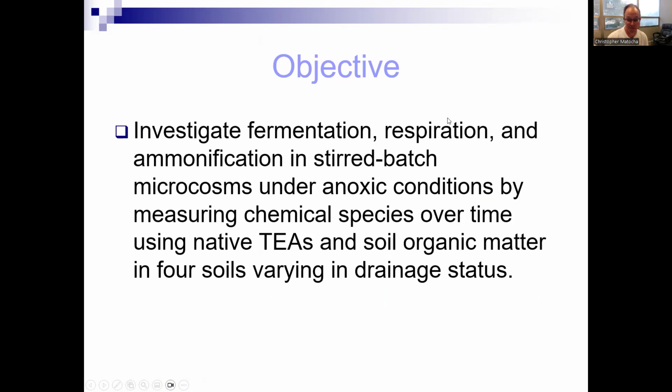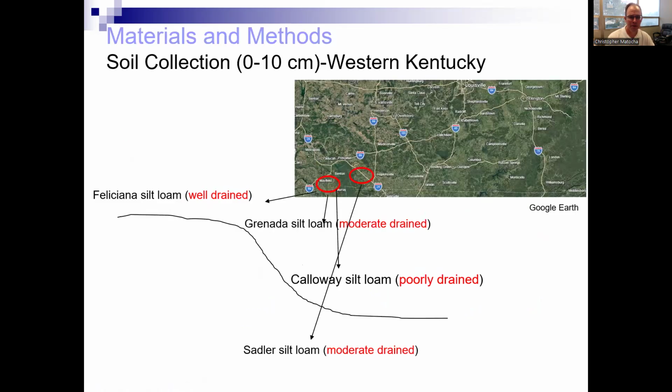And so the objective of the study then was to investigate fermentation, respiration, and ammonification in stirred batch microcosms under anoxic conditions by measuring chemical species over time, using native terminal electron acceptors and soil organic matter in four soils varying in drainage status. Now, the four soils we collected were from the western part of Kentucky, 0 to 10 centimeters, and we collected these from native grassland sites.